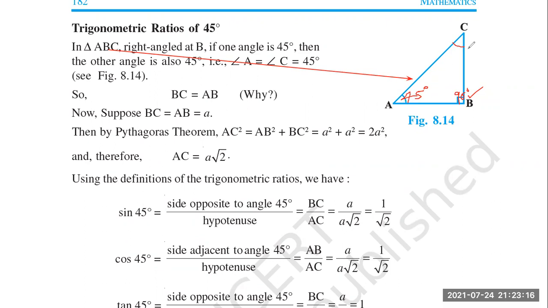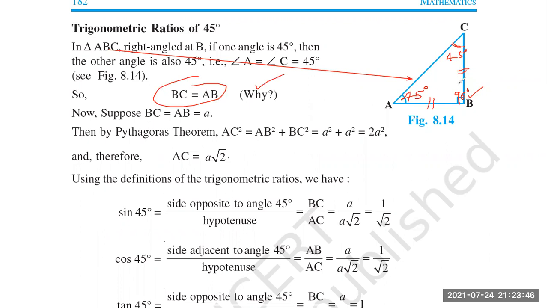That means if two angles are equal, what do we say about the sides? Which type of triangle is this? Of course it is a right angle triangle, but still there are two equal angles, 45 and 45. So we can say that this is an isosceles triangle. In an isosceles triangle, the sides opposite to the equal angles are also equal. That means AB is equal to BC. Here the same thing is mentioned: BC is equal to AB. Why?